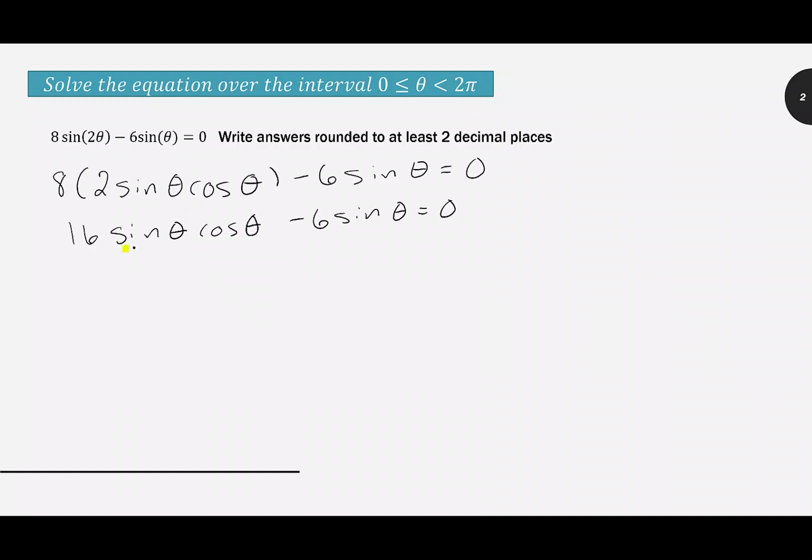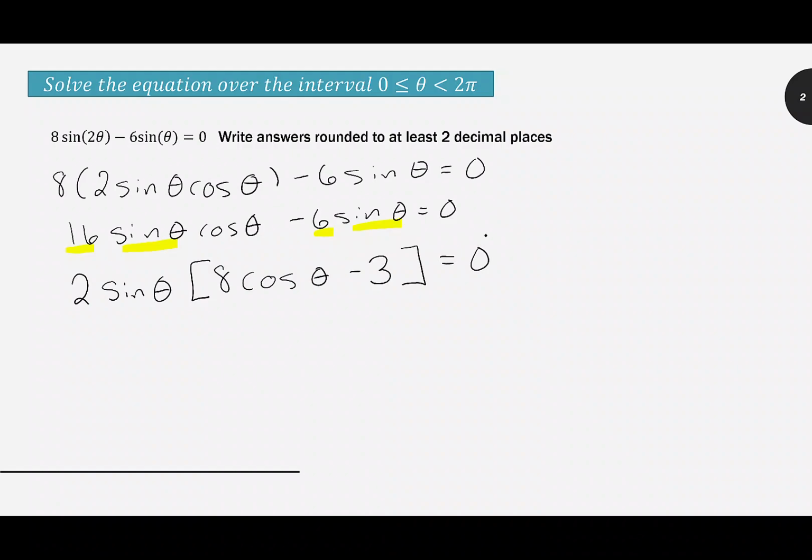I can see both terms have a sine theta, and both terms are even. I'm going to factor out a 2 from the 16 and 6, and I'm going to factor out a sine theta from both terms. 2 goes into 16 8 times. The sine theta has been factored out, so now I have a cosine theta. 2 goes into 6 3 times, and the sine theta has already been removed. On the right side, I still have this is equal to 0.